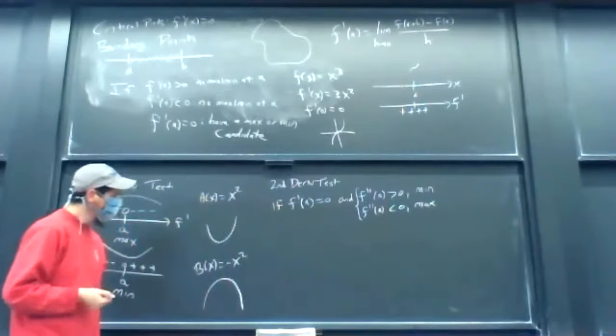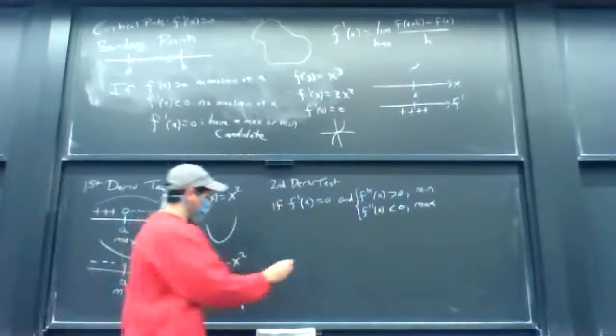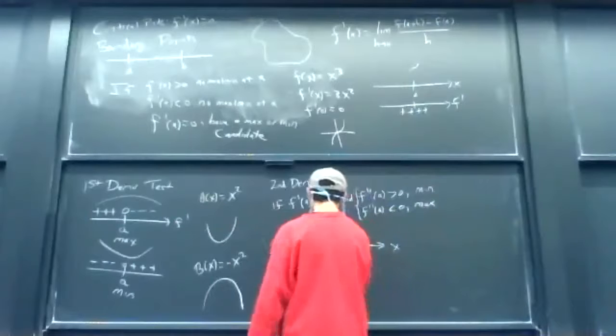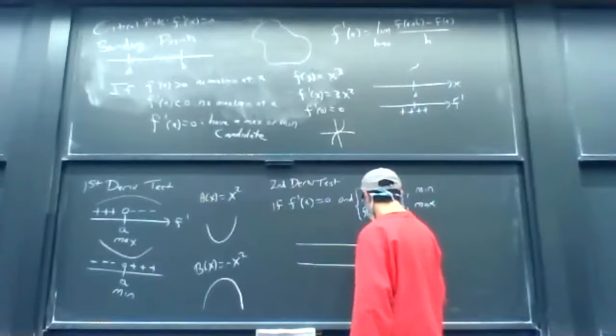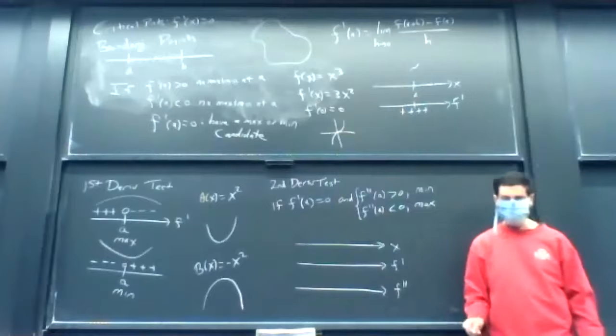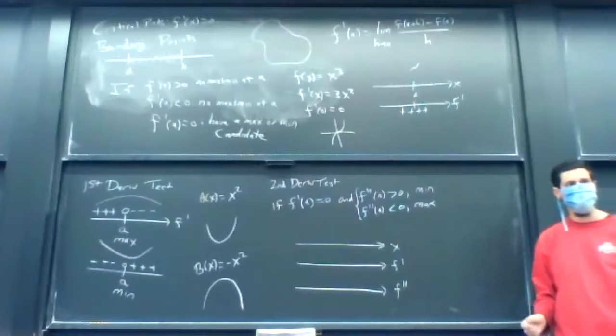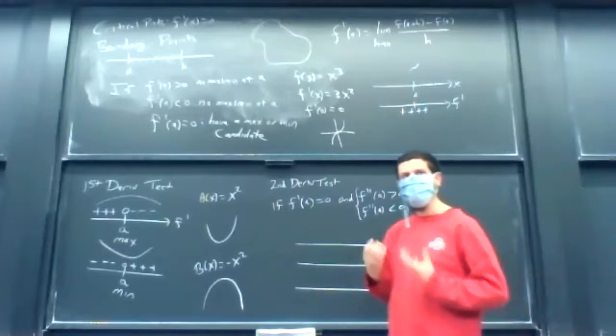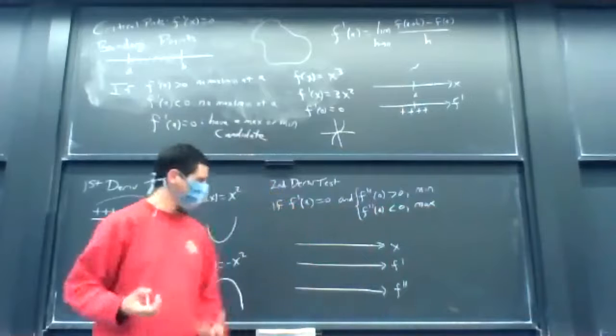So over here, let's try to think what's going on. So here's x, here's f prime, here's f double prime. So this method is no longer taught anymore, which I think is a real shame. It's a really nice way to see what the curves look like by doing a little bit of graphing.